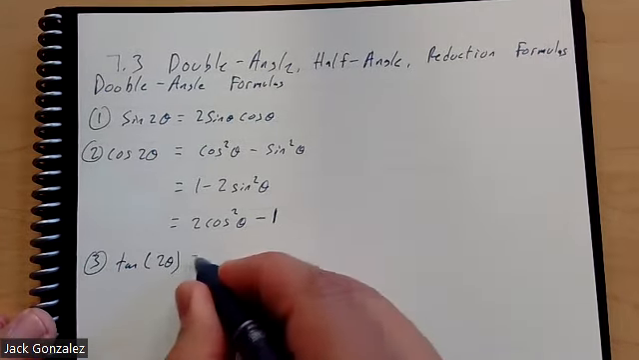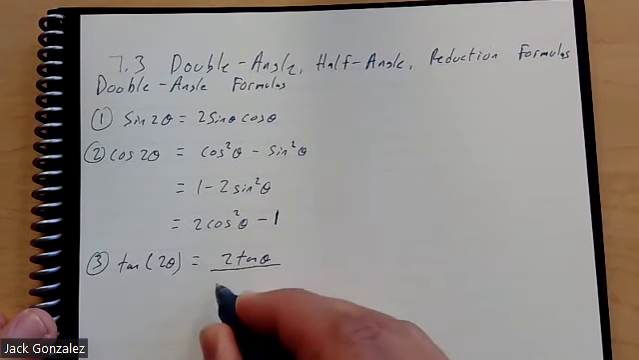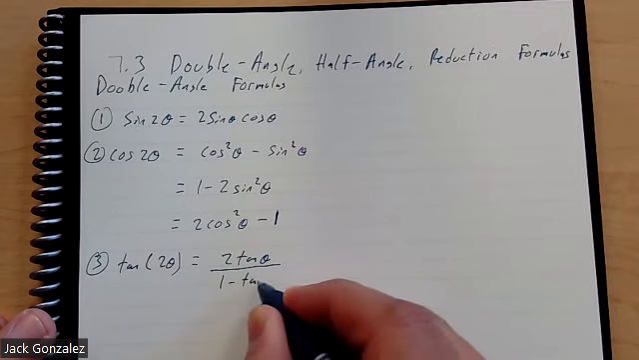Tangent 2 theta is equal to 2 tan theta over 1 minus tan squared.